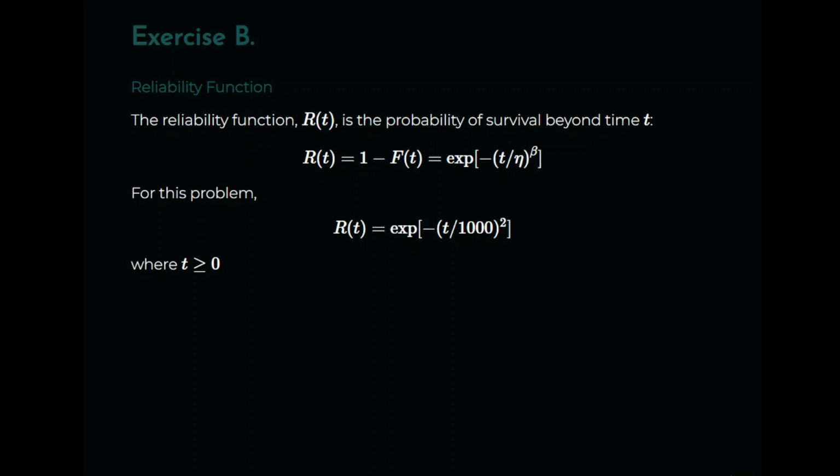Okay, exercise B. The reliability function R of t is the probability of survival beyond time t. Okay, so that is the complement of the cumulative distribution function. R of t equals 1 minus F of t. So that is essentially the complement of F of t. That is the exponential of minus t divided by eta, to the power of beta. So in this case, for this problem, R of t is the exponential of minus t divided by 1000, squared, where t is greater than 0. And again, always put that stuff in for the 100% correct answer marks.